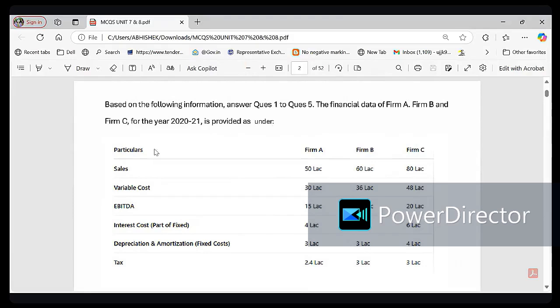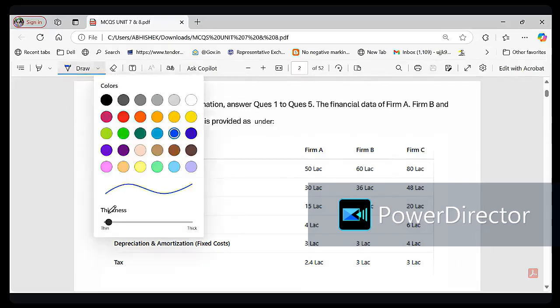So here you can see, this is the financial data of firm A, firm B and firm C for the year 21 and 22. So let me highlight the data. Okay, now it is okay.